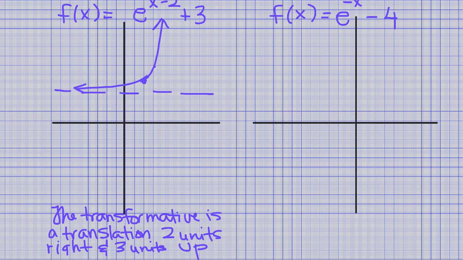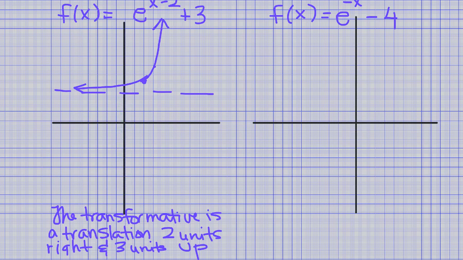The domain on exponentials is all real numbers. So arrows there, but we definitely have a range restriction. We aren't anywhere below that y equals 3. So the domain goes forever this way, goes forever this way, but we are never anywhere below that asymptote.